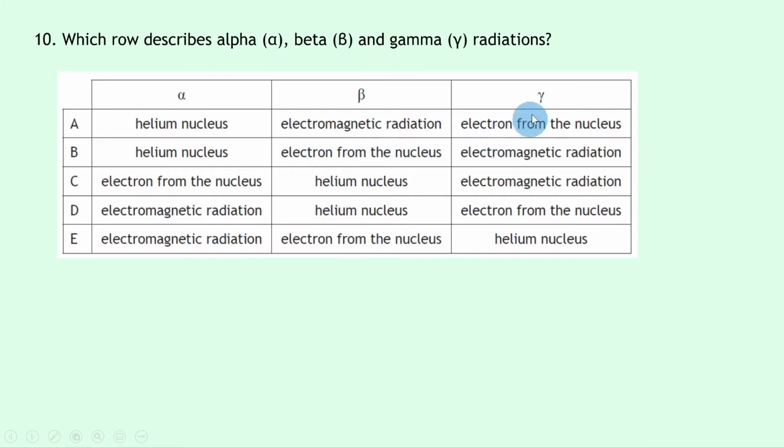But let's just check gamma. So remember, a gamma ray is a high frequency electromagnetic wave, which means it is electromagnetic radiation, so it's got to be either B or C here. So it's looking like B is our answer, because alpha is the helium nucleus, beta is the electron from the nucleus, and the gamma ray is the electromagnetic radiation. So our answer is B.